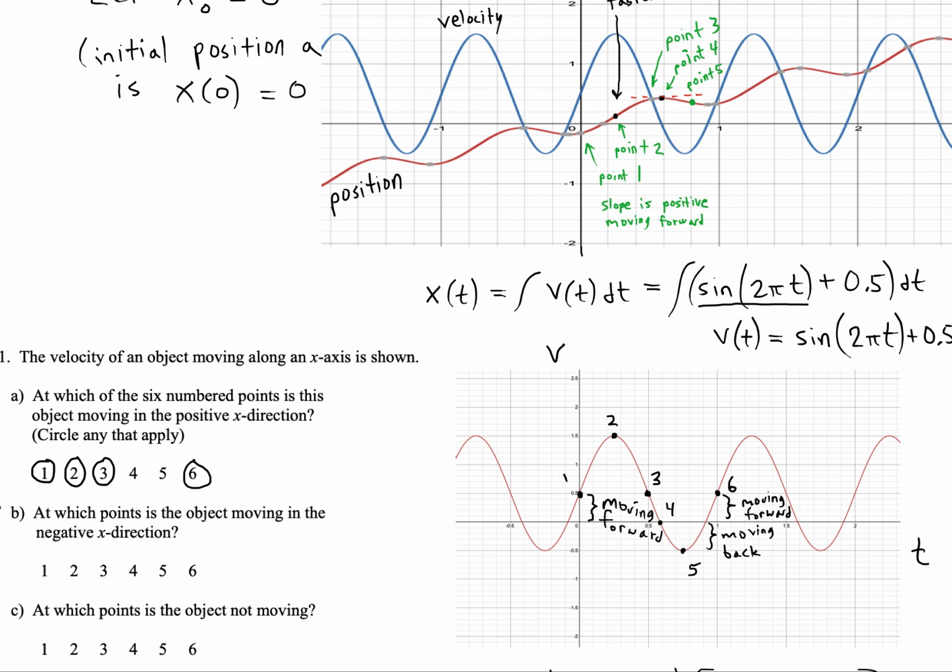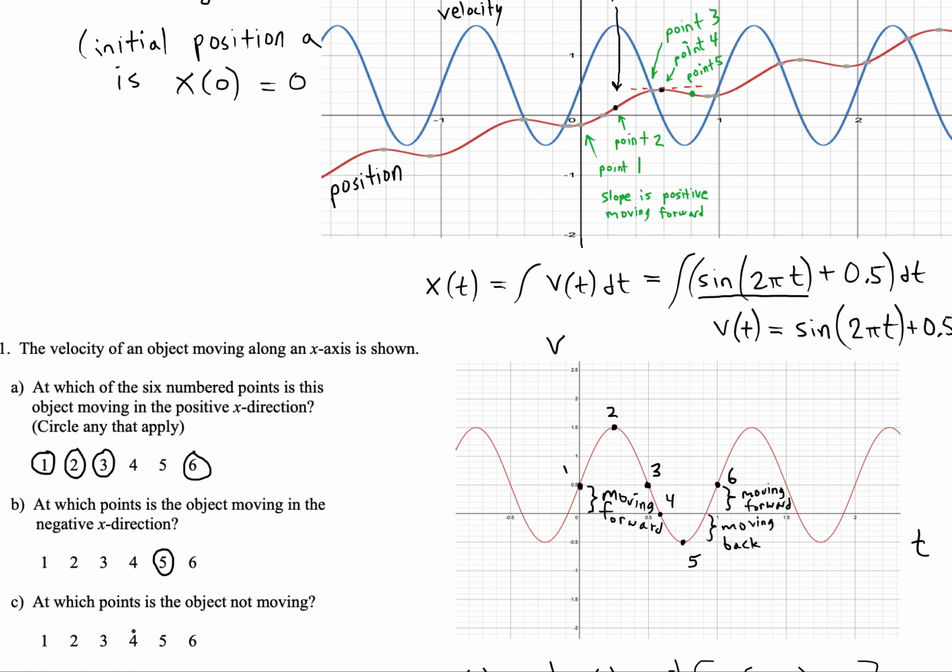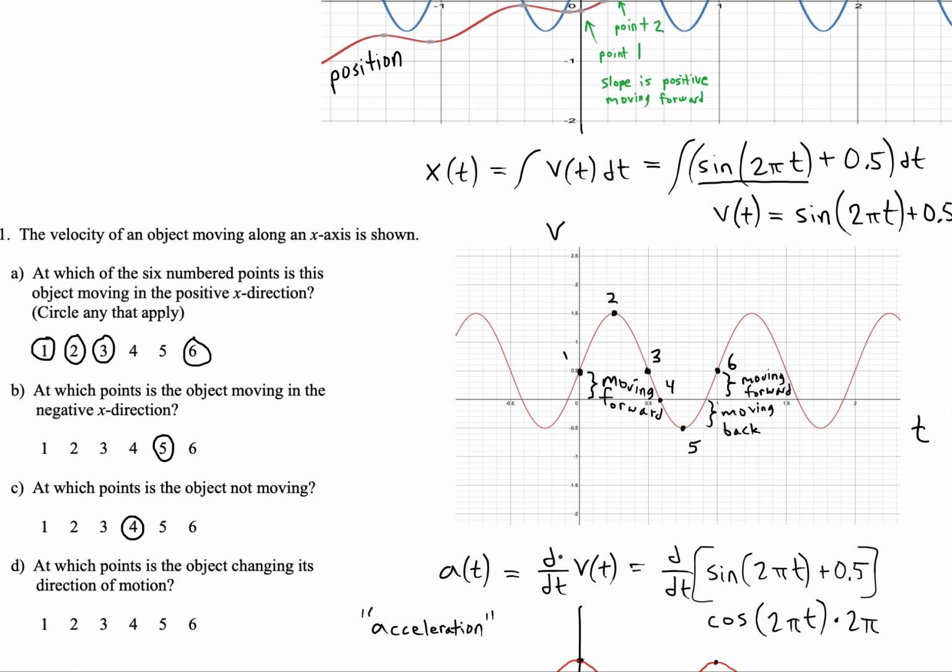And for B, we'll now say that it was moving backward at point 5. It was not moving at point 4. And at which points is it changing the direction of motion? That would be point 4.